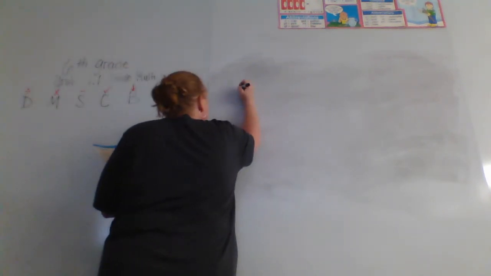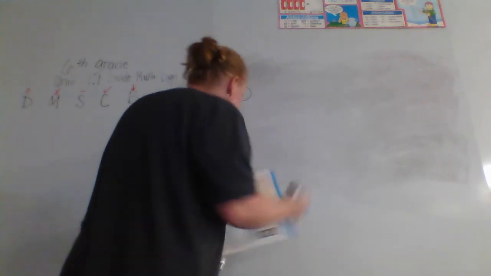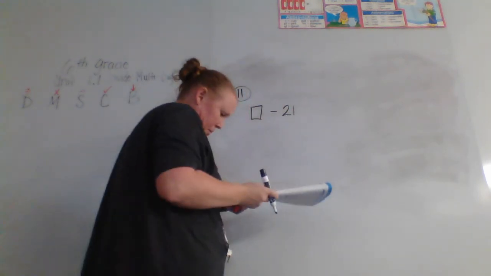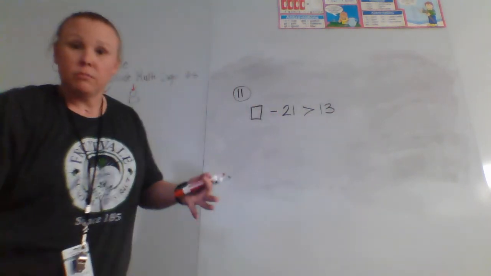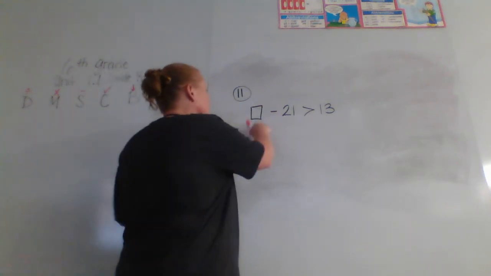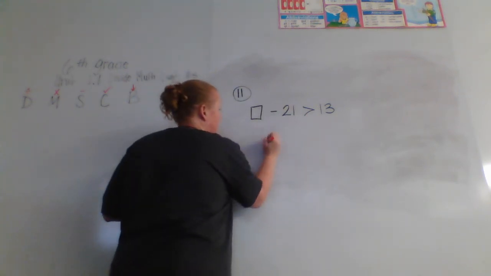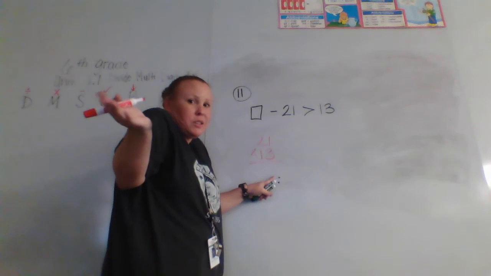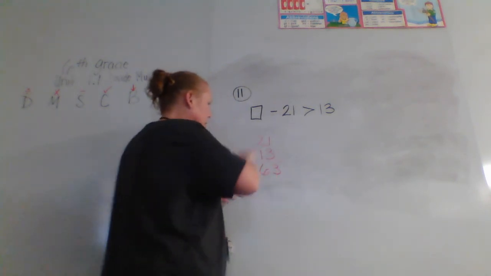Okay. So the next one, number 11, it says blank divided by 21 is greater than 13. Okay, so again, we're just going to reverse engineer this, okay? We just need this number to be bigger than 13. So we're going to take that 13 and that 21, and we're going to multiply them. And whatever this number is, we're just going to add like 1 to it. That's all we got to do. So 3 times 1 is 3. 3 times 2 is 6. Okay, so now we would do our tic-tac-toe.